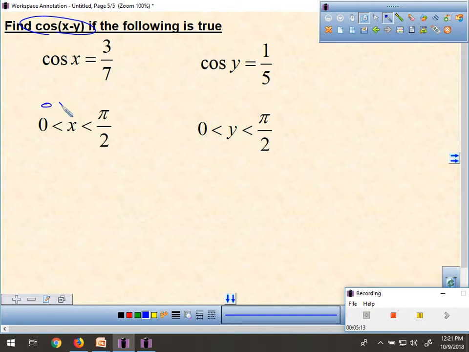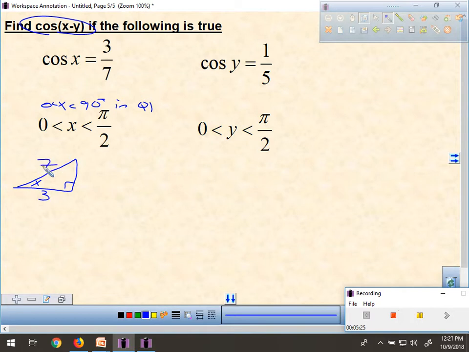90, that means that x is between 0 and 90 degrees, which means I'm in quadrant 1. So let me draw a triangle to represent this right quick. So if I drew a triangle, triangle x, cosine's adjacent, so 3 over hypotenuse would be 7. If you did Pythagorean theorem, you get 49 minus 9, so you get the square root of 40, which technically does simplify, right? 4 times 10 is 40, so that gives me 2 radical 10.